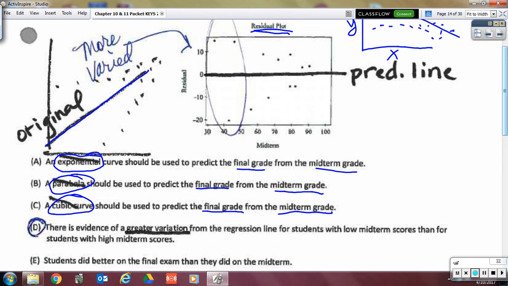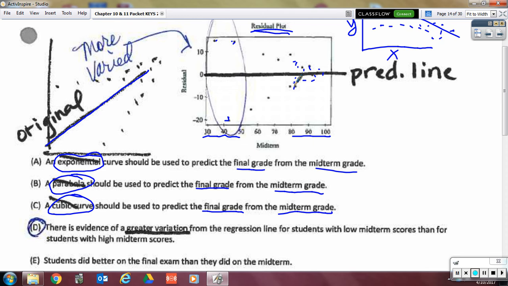D says there is greater variation for low midterm scores, and you see all of these being far apart, than for midterm scores that are high. These have less variation. So that is true. D is true. But let me talk to you about why E is not.